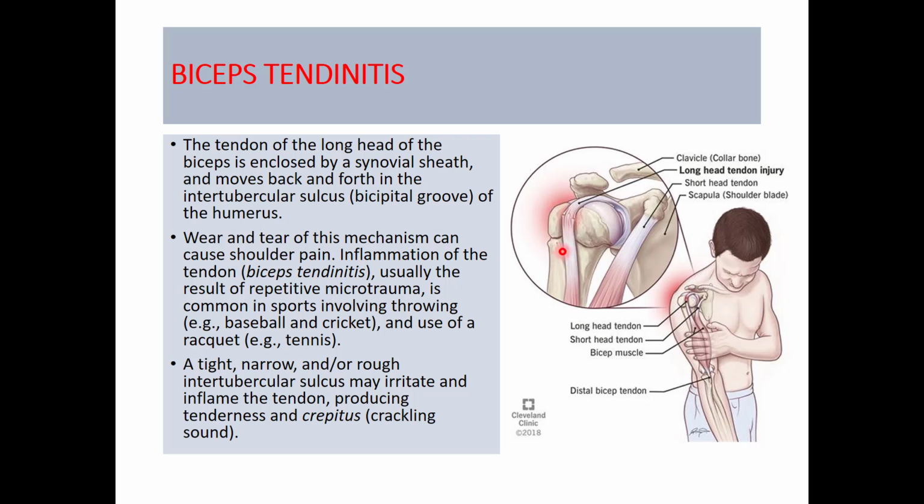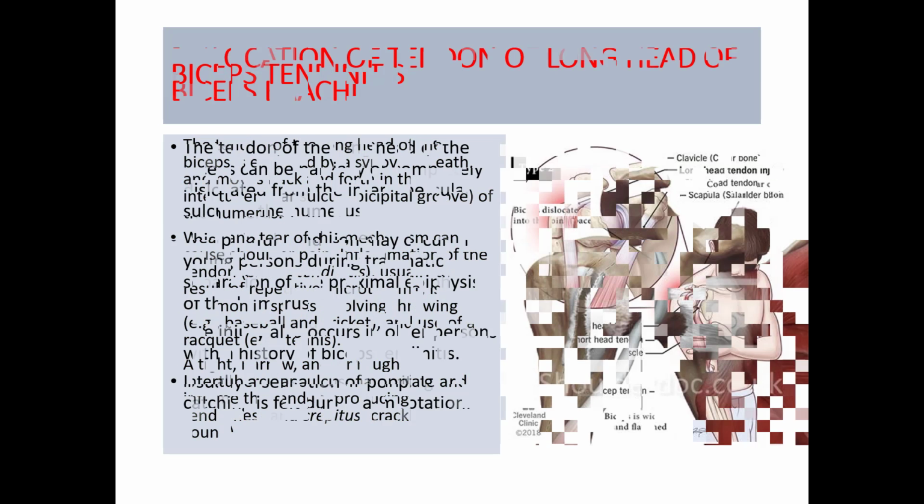See here, this is the bicipital groove or the intertubercular sulcus, which is present in the humerus, in between the lesser tubercle and the greater tubercle of the humerus. That's why it is called the intertubercular sulcus. This intertubercular sulcus, which is also called the bicipital groove, is crossed by the long head of the biceps, and here it can be inflamed by many movements which are common in sports. It can be in baseball, in cricket, in tennis, and then there will be tenderness and a crackling sound in biceps tendinitis.